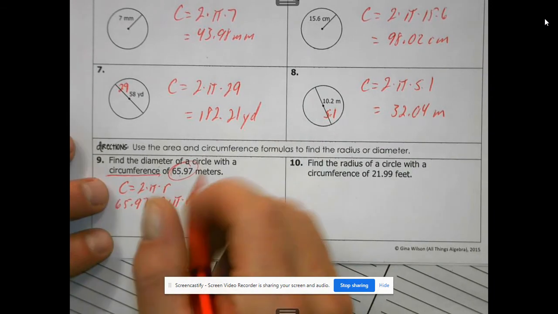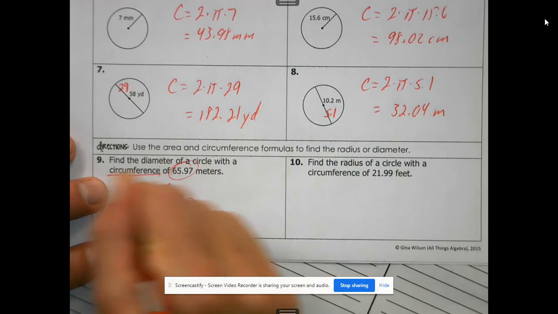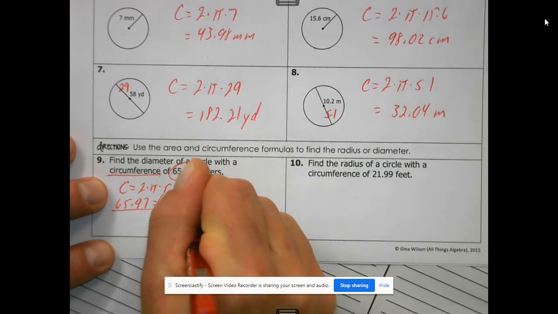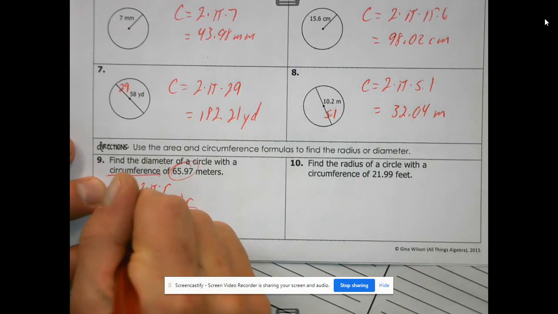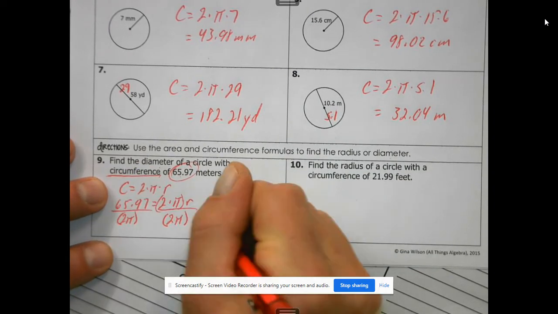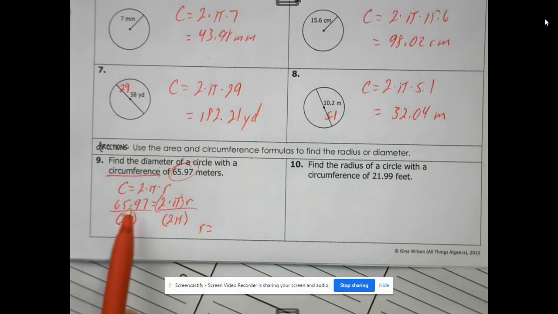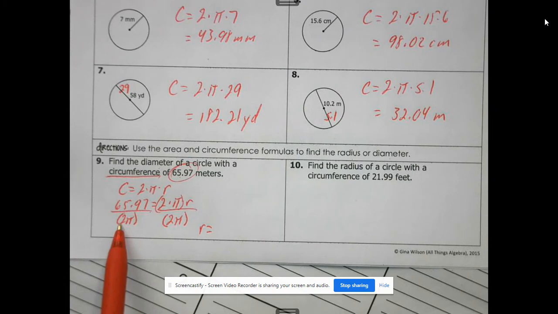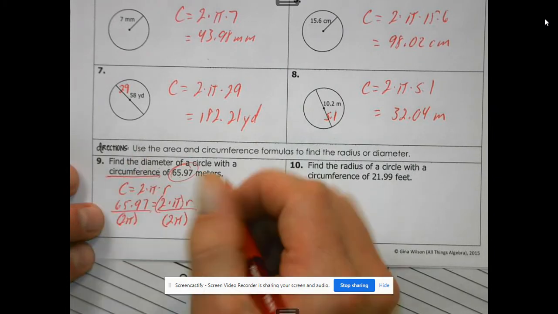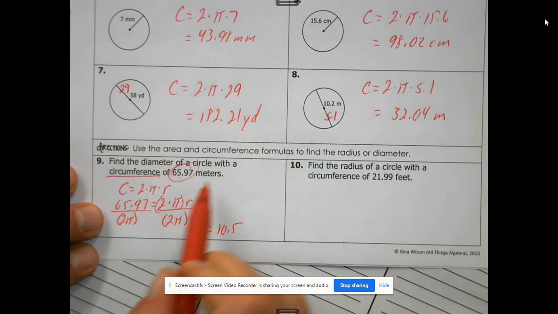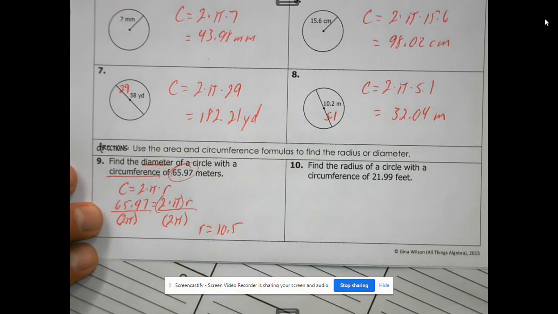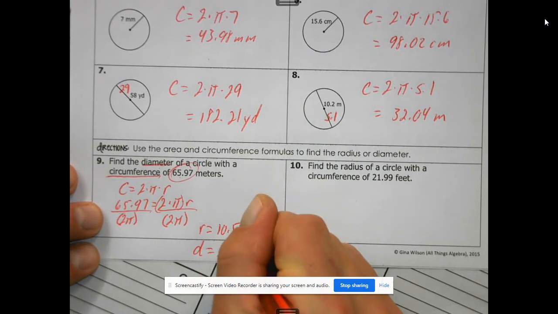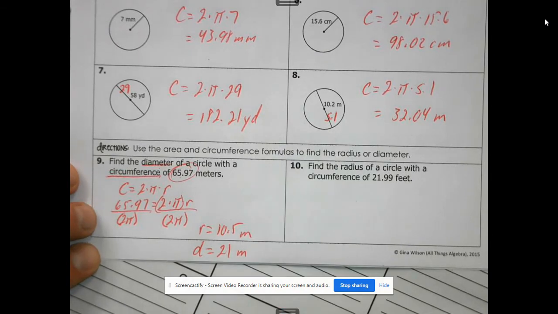So what I can do is this. I'm going to solve for r. I'm going to divide both sides by 2 pi, in parentheses. If you want to do it all in one step, make sure you put that in parentheses. So here's what you do. If you type in 65.97 divided by, and then this in parentheses, your radius is going to come out to be about 10.5. However, I want diameter, right? So I have to double my radius to get diameter. So if I double 10.5, I get 21, and it was meters. Make sure you put that in parentheses if you want to do it all in one step.